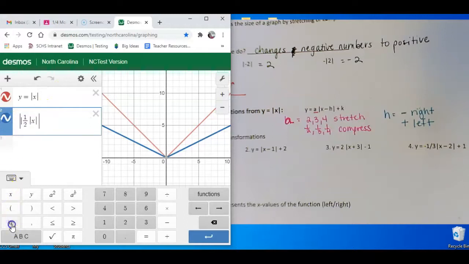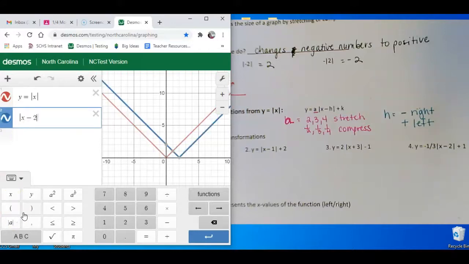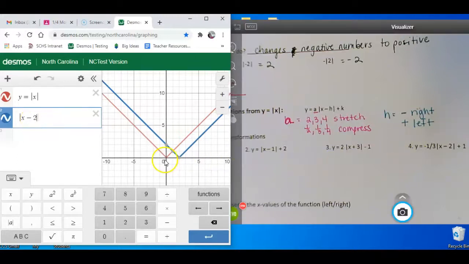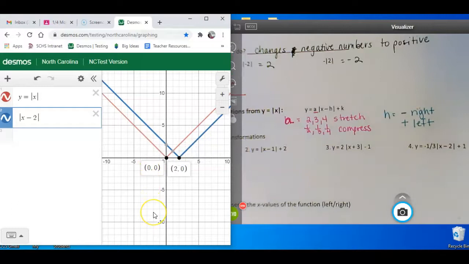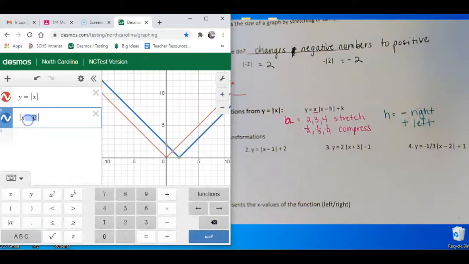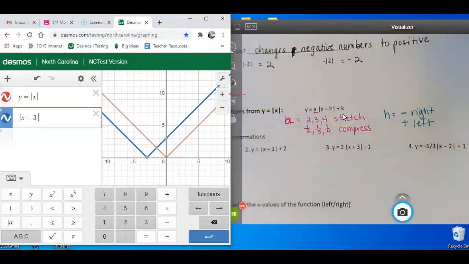If I put absolute value in here, oops, let's get rid of all that. Absolute value, and I put x minus 2. Negative 2, oh, that means I should move it to the right, because that's what I said here. But let's see if that happened. Here's the red one. Start always at the bottom of it. If you click on it, you can just click on the bottom of it and figure out where the bottom went. Well, it went over 2. It went right 2. So that's how we can look at that. Okay. If I changed it to plus 3, notice it went to the left 3. Okay? Alright, the K.